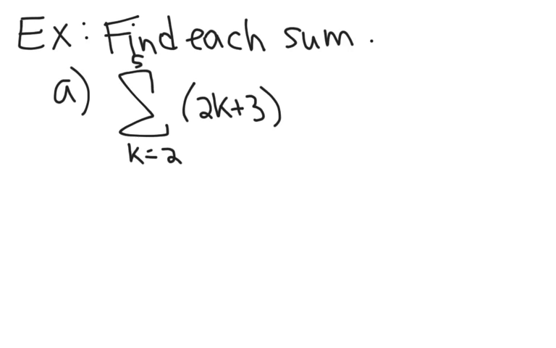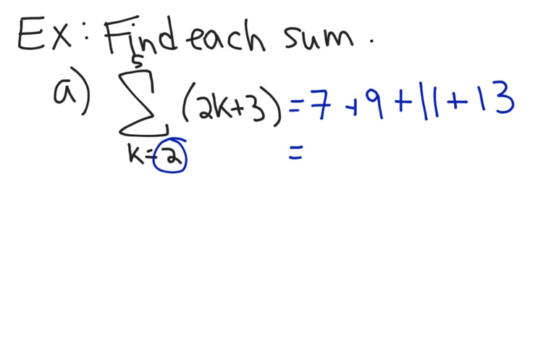So let's look at an example of how summation notation works. I want to find the sum from 2 to 5 of the expression 2k plus 3. So the first thing you're going to do is plug in 2 for k. So 2 times 2 is 4 plus 3 is 7. Then plug in 3 for k. 2 times 3 is 6 plus 3 is 9. Then plug in 4 for k. 2 times 4 is 8 plus 3 is 11. Then plug in 5 for k. 2 times 5 is 10 plus 3 is 13. And then you add those numbers together and you get 40. And that's the sum from k equals 2 to k equals 5 of 2k plus 3.